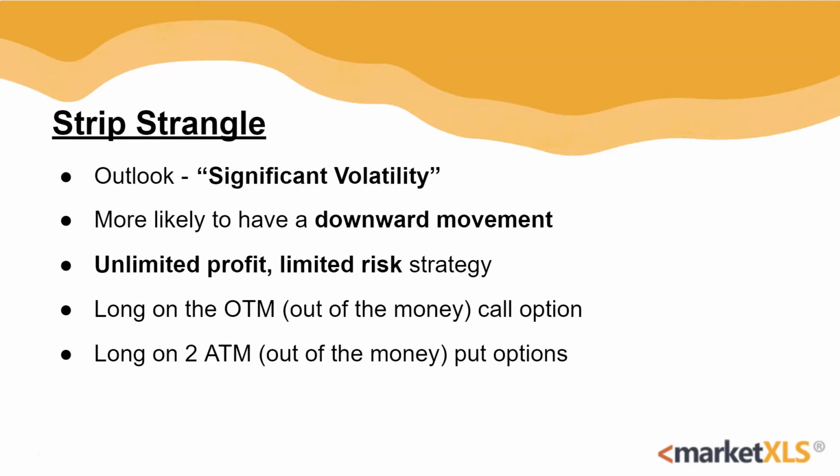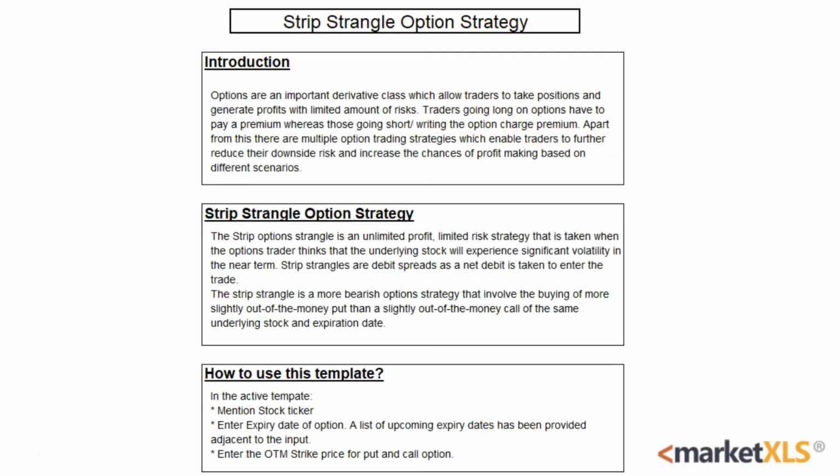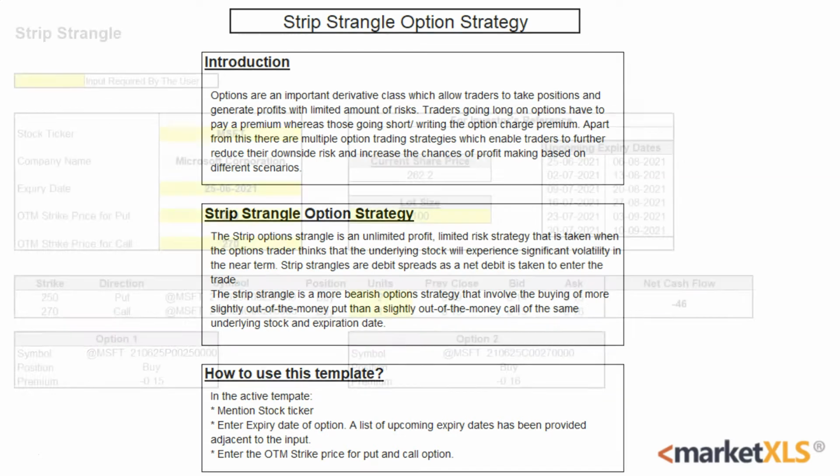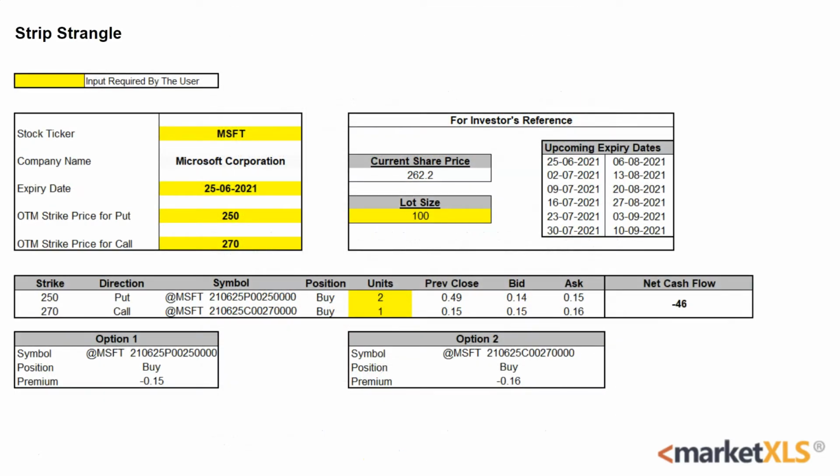MarketXLS offers a template for this strategy. Here's an introduction page for the users to read, and here's an active template, where the cells in yellow have to be inputted by the user. So the stock ticker, expiry date, and the out-of-the-money strike prices for the put and call. Some upcoming expiry dates are available for reference on the side.